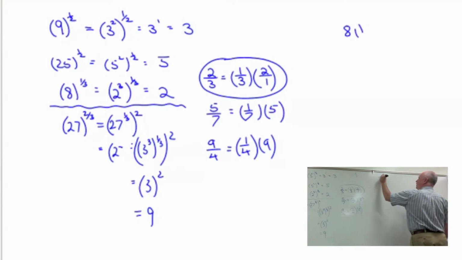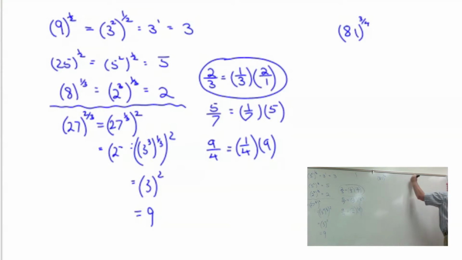81 raised to the 3/4. What are the two numbers I can get out of 3/4? 1/4 and 3. Yeah, now he knows it. All right, so what we're going to do is change 81 into something that has a power of 4. That's our hint, this 4 over here. So what can I write 81 as a power of 4?